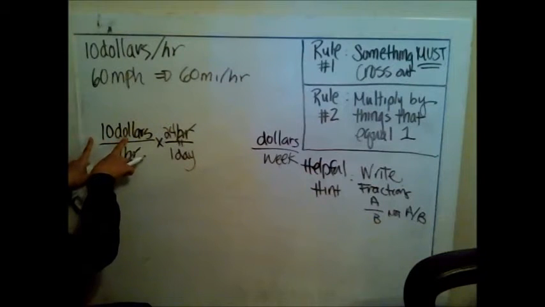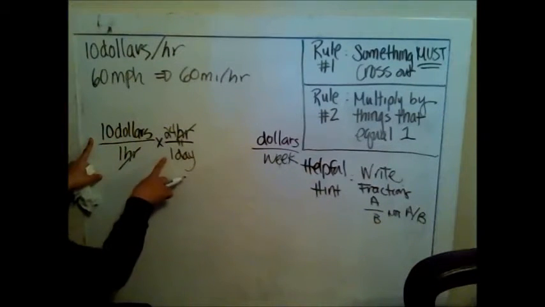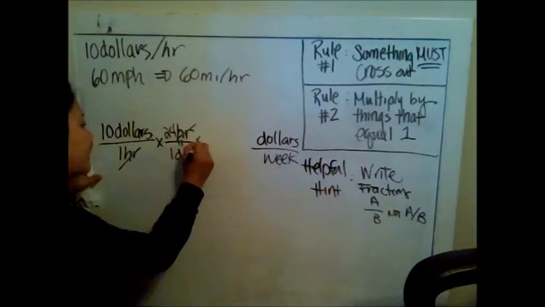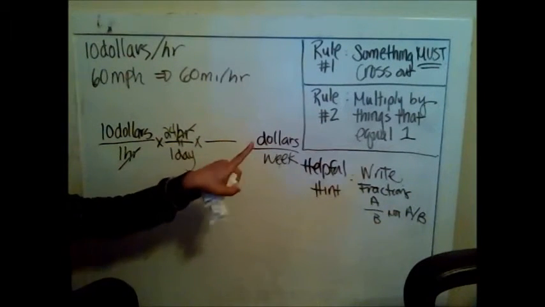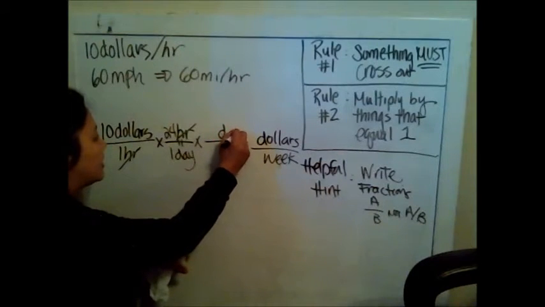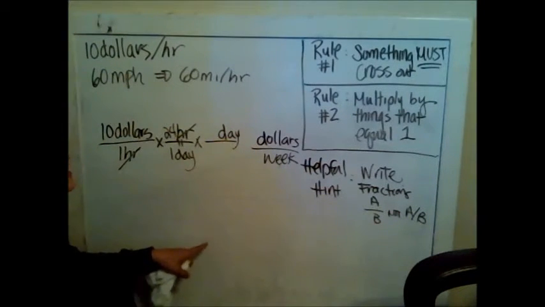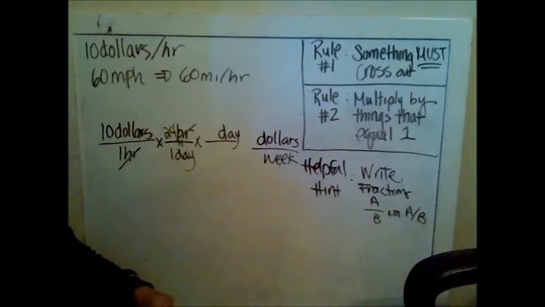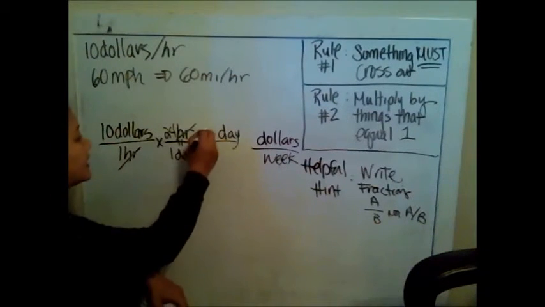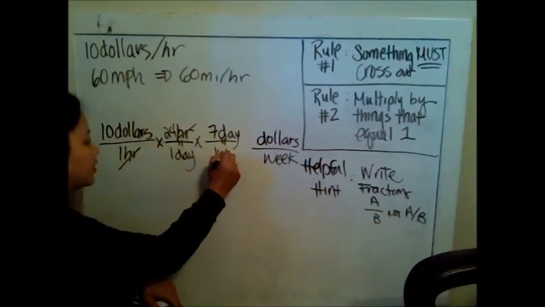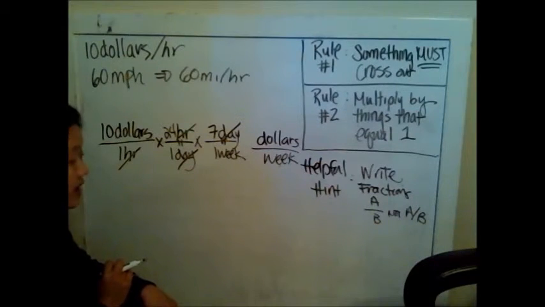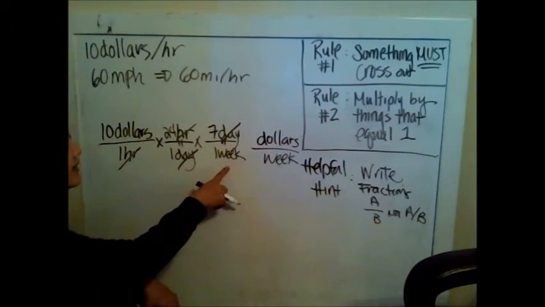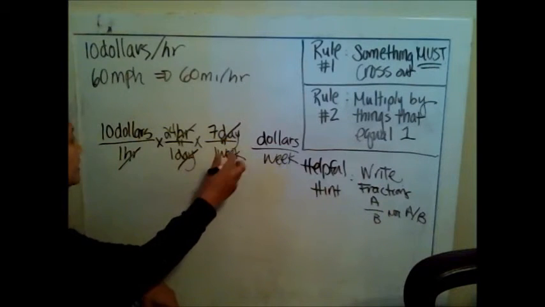I can say, okay, I wanted dollars per week, and I have now dollars over days. So then I've got to, again, go another step, and I say, okay, days currently on the bottom, something has to cross out, so that means days is going to go on the top. All right? And then rule number 2 says I must multiply by things that equal 1. Well, in this case, I'm in luck, because I look at my answer, and I want it to be in weeks, and I know that 7 days equals 1 week. Again, I satisfied rule number 1 because something crosses out. Something was on top, that same something was on the bottom. And I satisfied rule number 2 because 7 days equals 1 week.